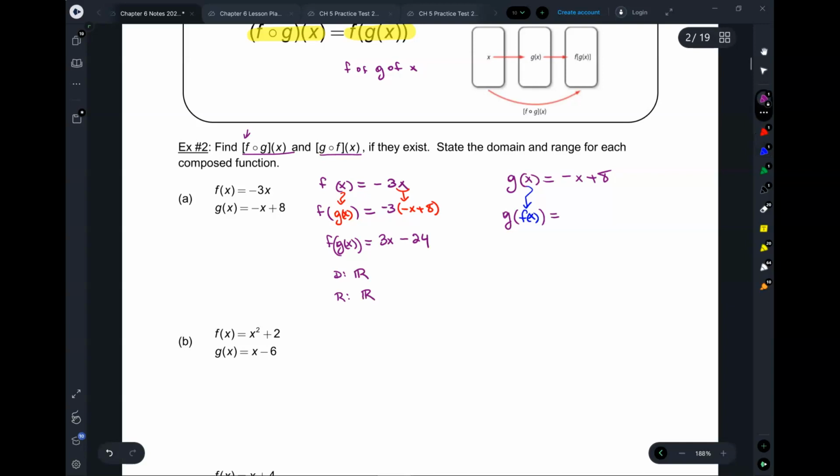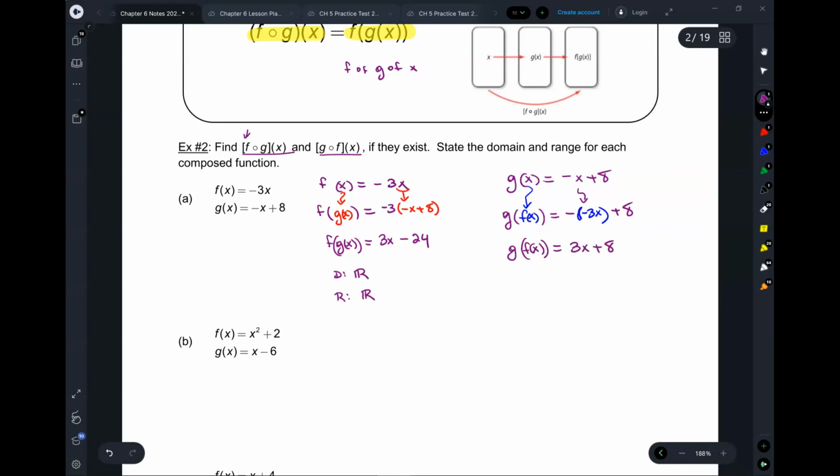So when I go into my function, I have a negative times what's x going to be replaced by? Negative 3x. Now remember to put that in parentheses though. Plus 8. Why is there another one? Because there's one negative here, and then there. So only the x is being replaced. Correct. So now g of f of x, you have to simplify. That's going to be 3x plus 8.